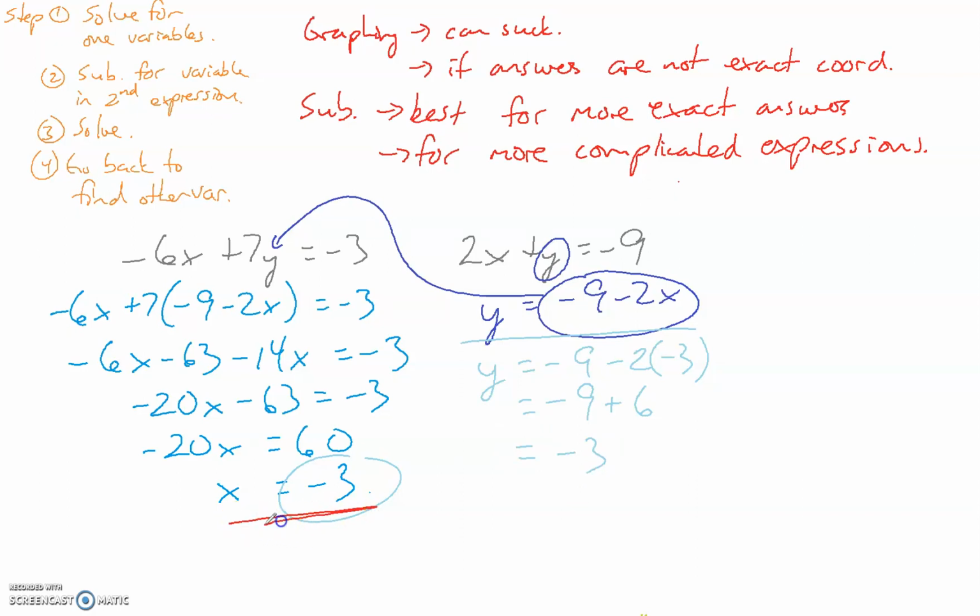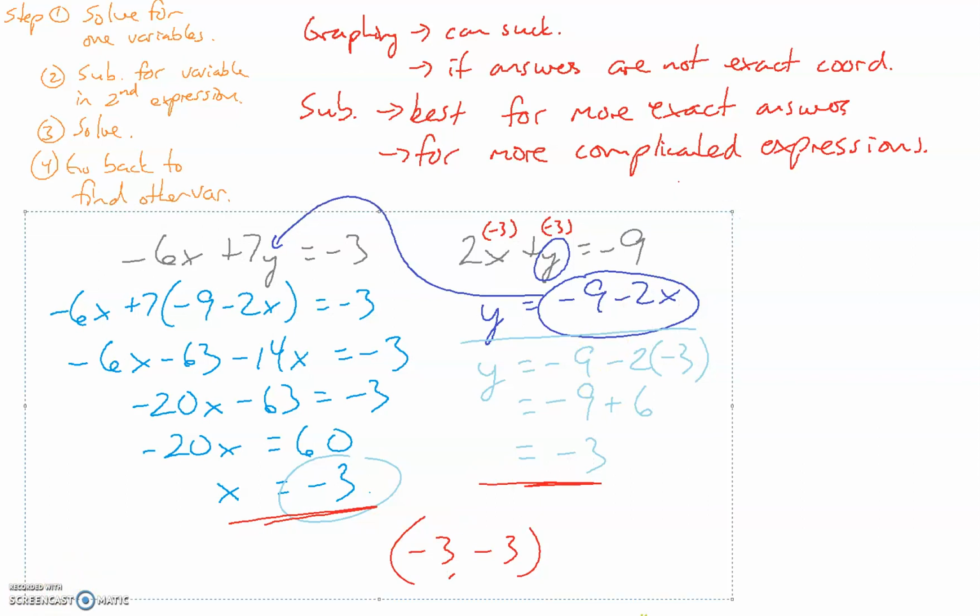So I've got my x value is -3, my y value is also -3, and I can check this out. 2 times -3 is -6, plus -3 is -9, so it seems to check out. And if we'd graphed this, that's the coordinate (-3, -3). So if you actually graph them, these two lines would intersect at (-3, -3). That's where the intersection would be between those two lines. Okay, all right, let's try another one.